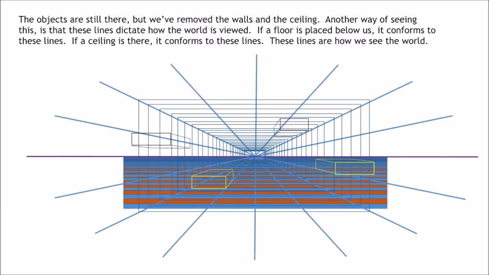Another way of seeing this is that these lines dictate how the world is viewed. If a floor is placed below us, it conforms to these lines, and if a ceiling is there, it conforms to these lines. These lines are how we see the world.